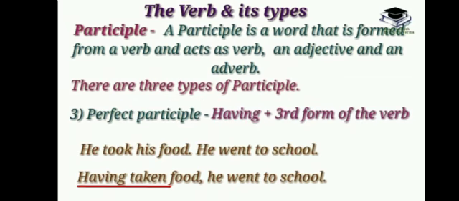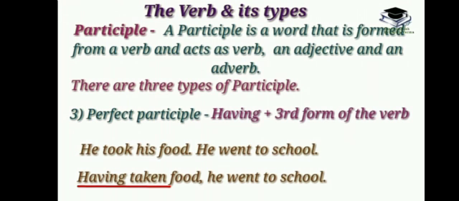Then perfect participle. A very important thing is it is used as having plus the third form of the verb. Over here students, you can see the example. He took his food. He went to school. Now you see you are having two clauses. He took his food and then he went to school. Whenever I want to join these two clauses together, I will make use of this perfect participle, that is having. So while joining them I will make use of having. Having taken food, he went to school.